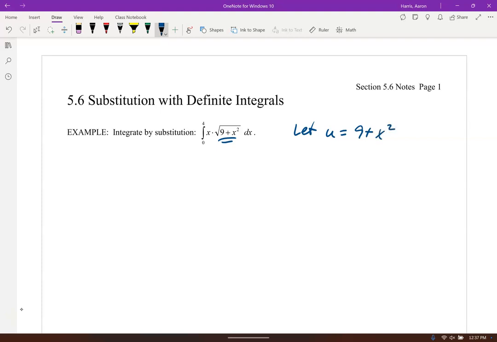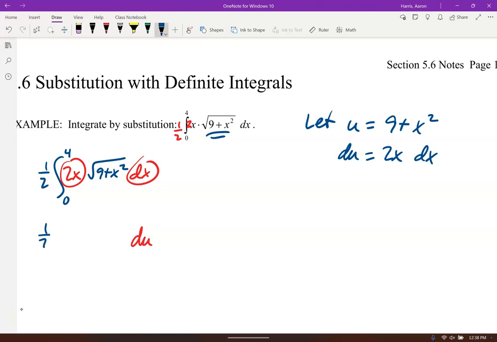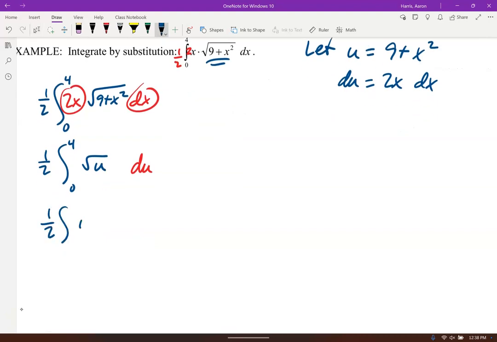Let's let u be 9 plus x squared, so that du dx is the derivative of 9, which is 0, plus the derivative of x squared, which is 2x. Take the dx to the other side. And if you notice, we have an x dx. We don't have a 2x dx. So let's throw a 2 in. There's our 2x, which means we've got to offset it. So we have 1/2 times the integral of 2x dx from 0 to 4. Again, here's our du, and we've got the square root of u right there. Now this is from x being 0 to x being 4.